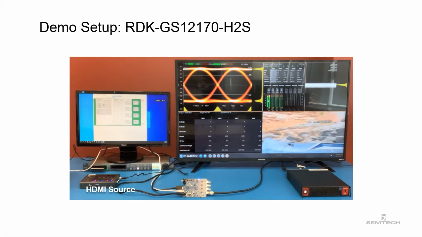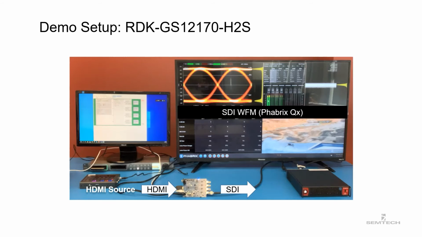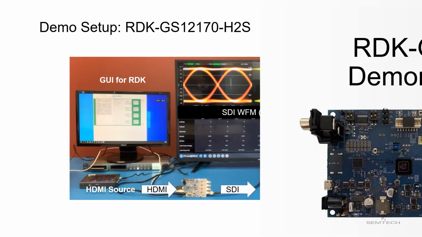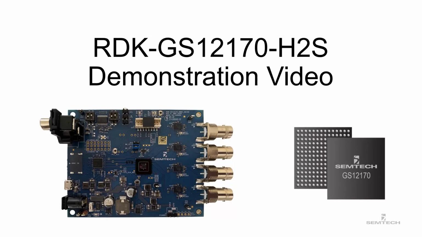Here is the GS12170 HDMI to SDI mode demo setup using the RDK GS12170 H2S. The setup uses a 4K HDMI source, 3840 by 2160, progressive 59.94 FPS, YCbCr 4:2:2 10-bit, and a Fabrics QX as the 12G SDI receiver. The monitor on the left side displays the RDK GUI. Let's start the RDK GS12170 H2S demonstration.